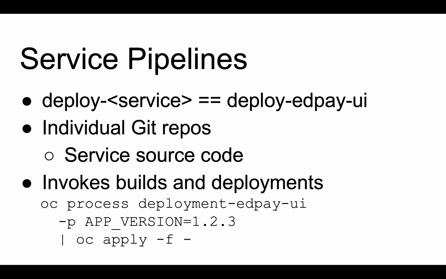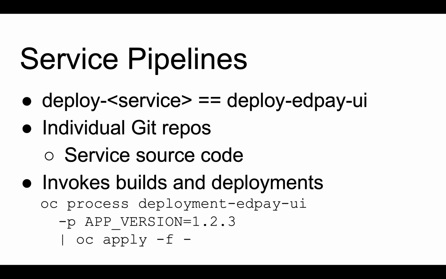And one of the key bits of this is the usage of OpenShift templates. So when we actually go to do that deployment of a service, the version of the service is templated out.